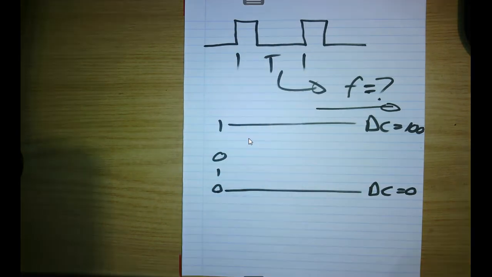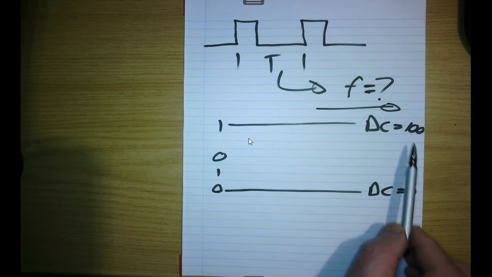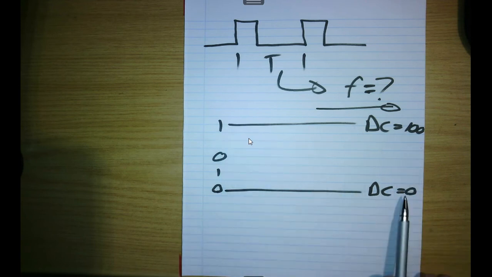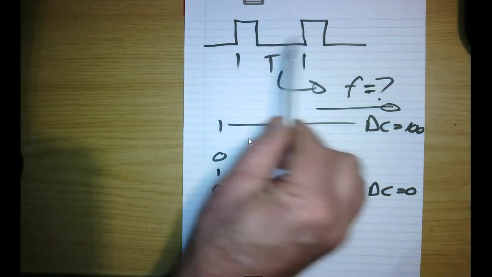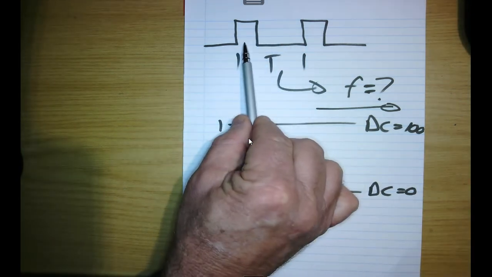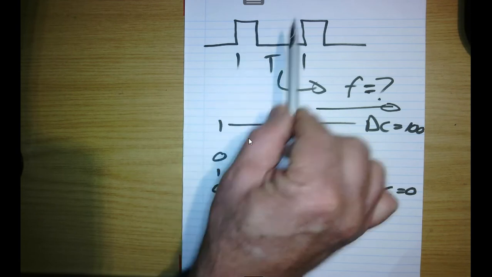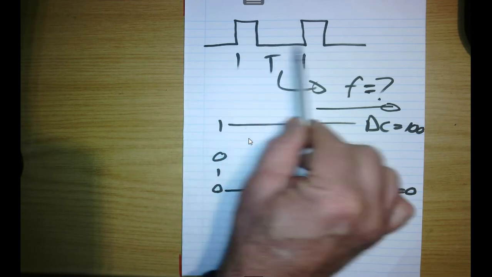If we look at the line I've drawn here, if the duty cycle is 100%, then it will always be a 1, and if the duty cycle is 0, it will be a 0. In this specific case, let's assume this one is around 25% or 30%. That means 30% of the time it's on, and let's say 70% of the time it is off.